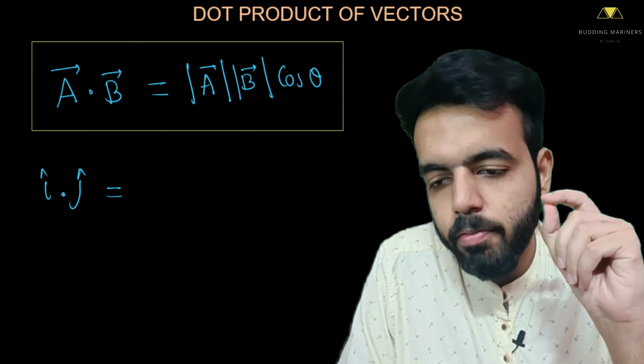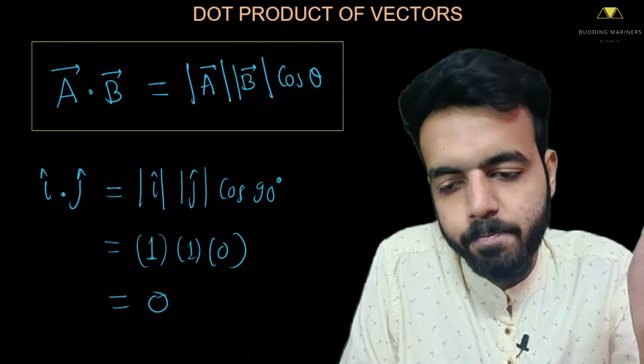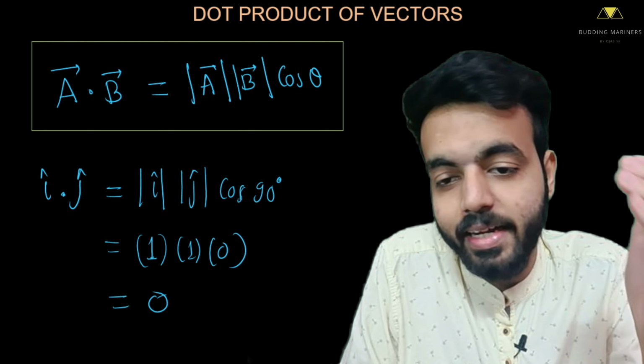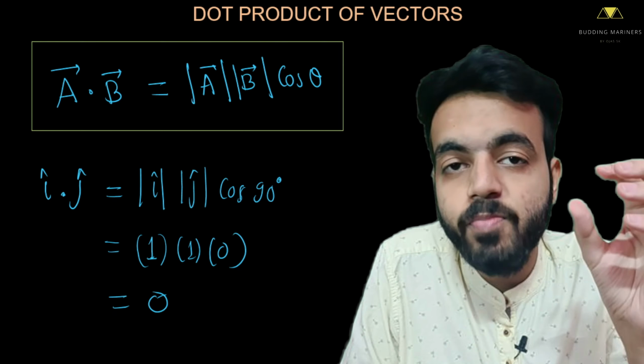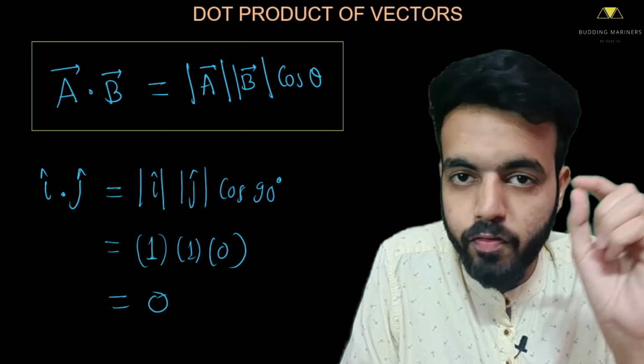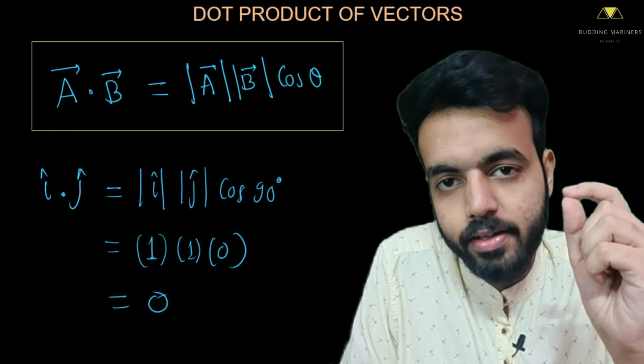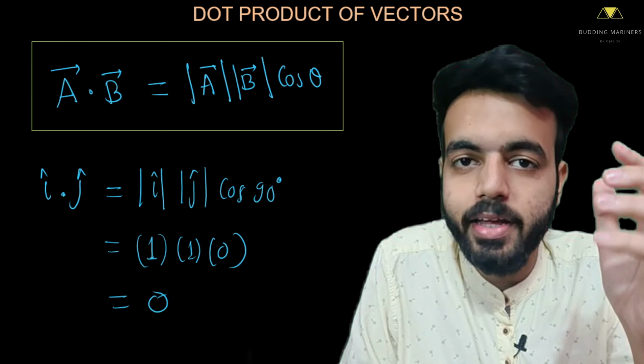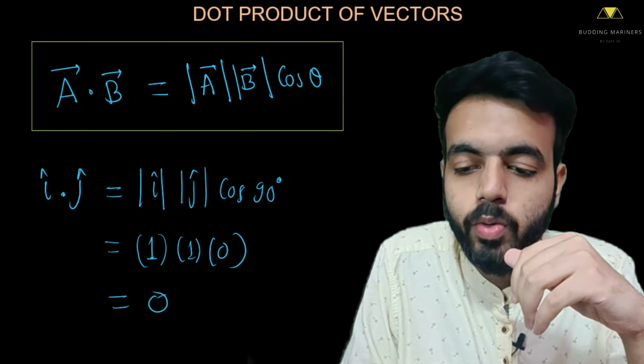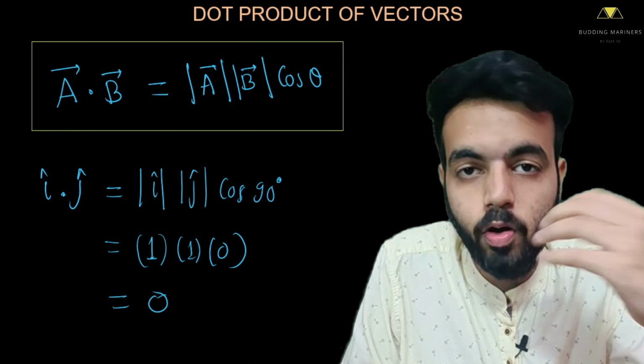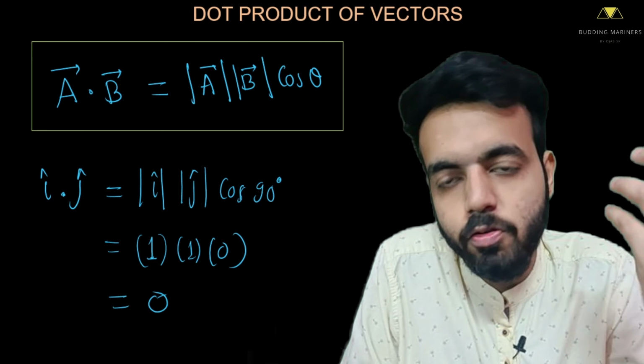So i dot j will be equal to magnitude of i times magnitude of j times cos theta, that is cos 90, because theta, the angle between i and j, is 90 degrees, because i is the unit vector in x direction and j is the unit vector in y direction. They are both making an angle of 90 degrees with one another. So we have 1 times 1 times 0, because cos 90 is 0. So we get i dot j is equal to 0.